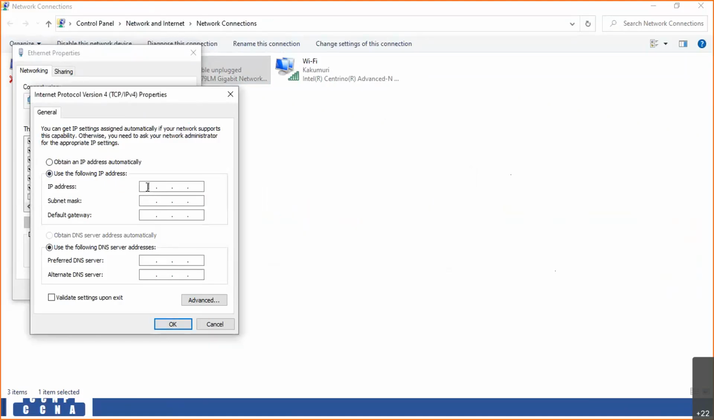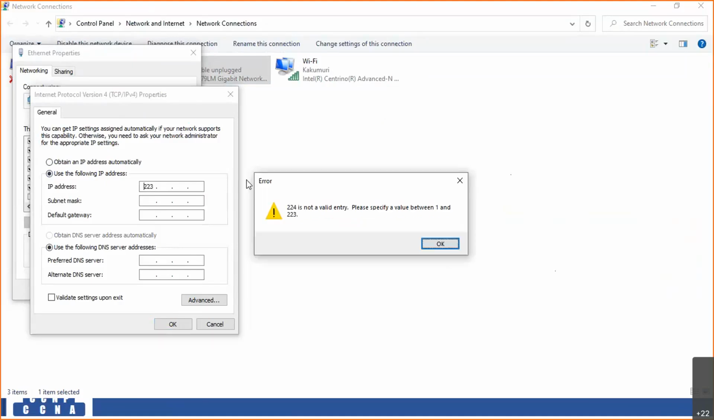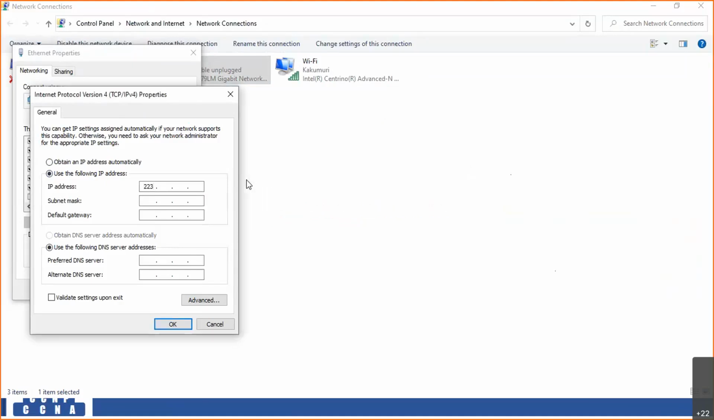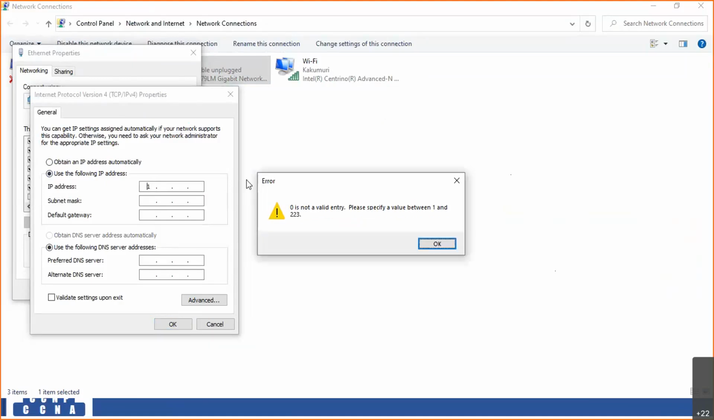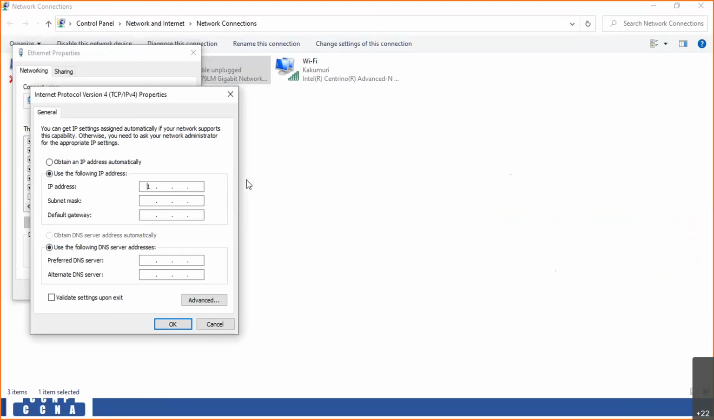Can we use 224? No, that is class D. Even if we use 224, we get an error: 224 is not a valid entry. So only up to 223, because the class C maximum is 223. Can we use 0? No. If we use 0 dot, we get an error.